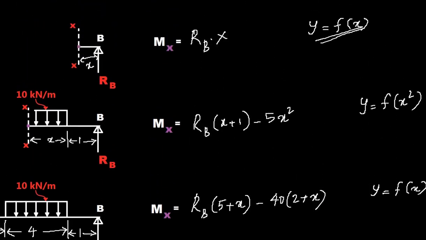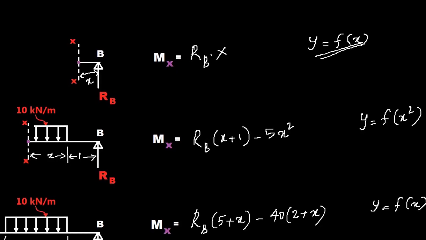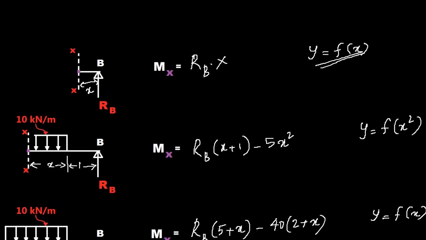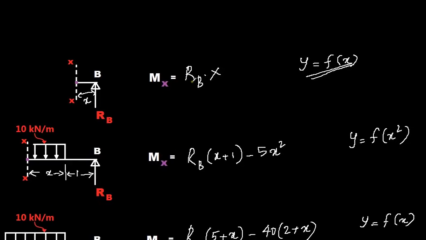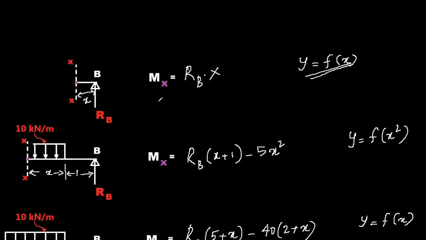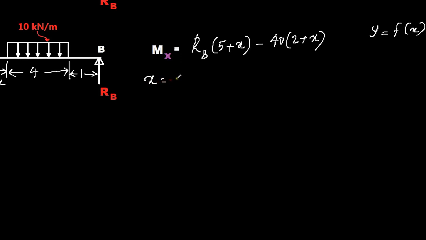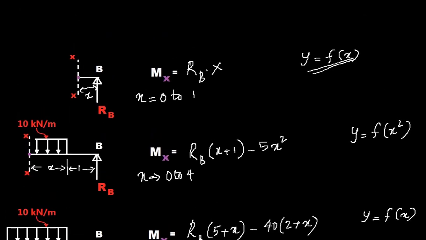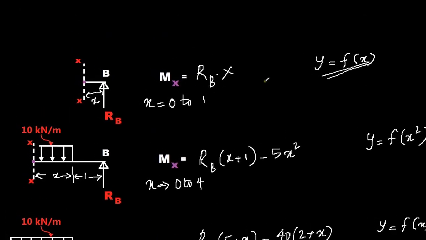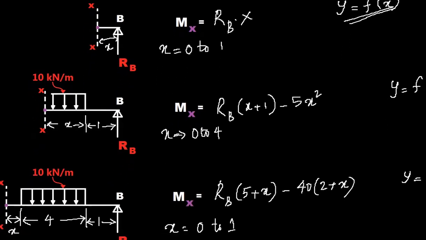So we need to calculate the bending moments, the maximum and minimum bending moments, for which we allocate the values for x, and we did that in the previous video. Here x ranges from 0 to 1. Here x ranges from 0 to 4, and in the third case again x ranges from 0 to 1. So if you give the first and second values of x in these equations, you will get the maximum and minimum values.